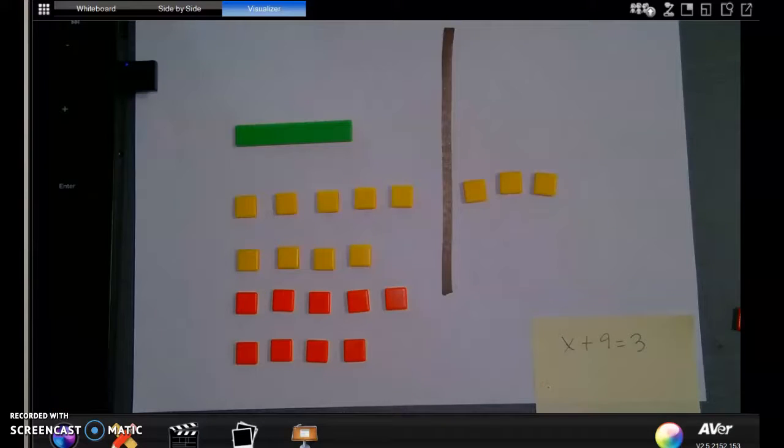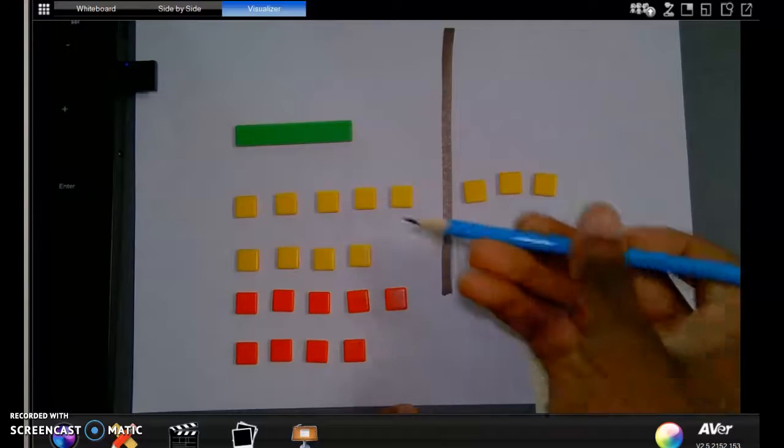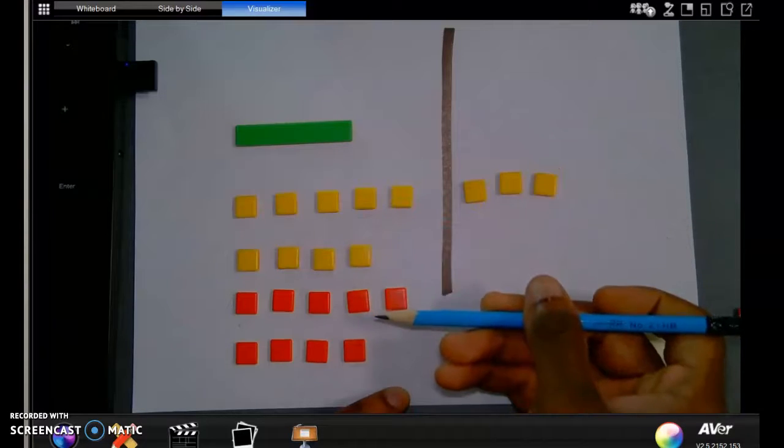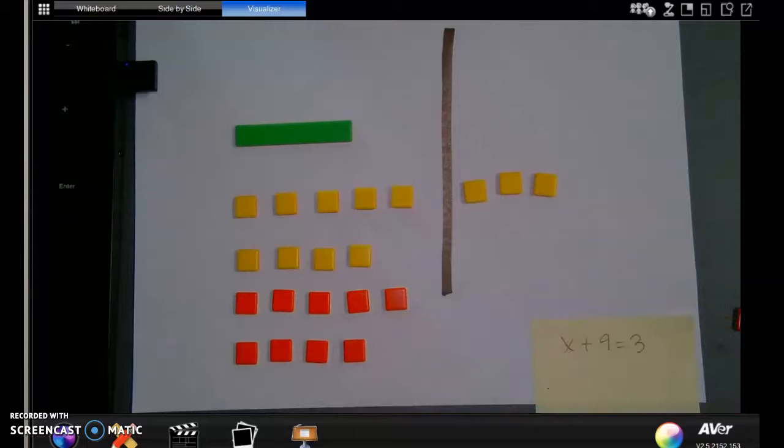So what I'm doing in order to isolate my variable, when I want to isolate my variable, I want to get rid of this 9. So I have +9. I'm going to add a -9 to that. So when I add a positive and a negative, that becomes basically 0, okay? So you're creating 9 zero pairs on the left-hand side of the equal sign.